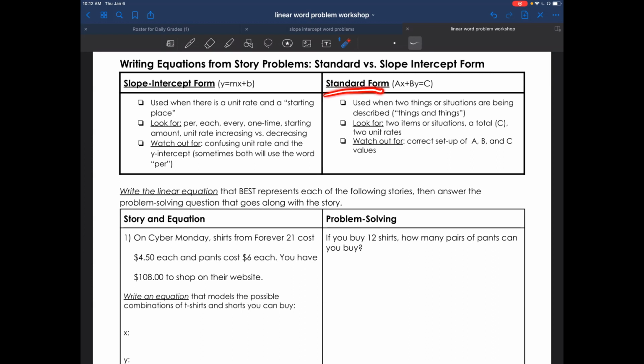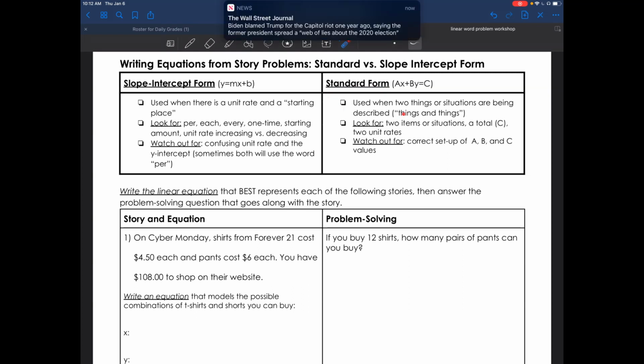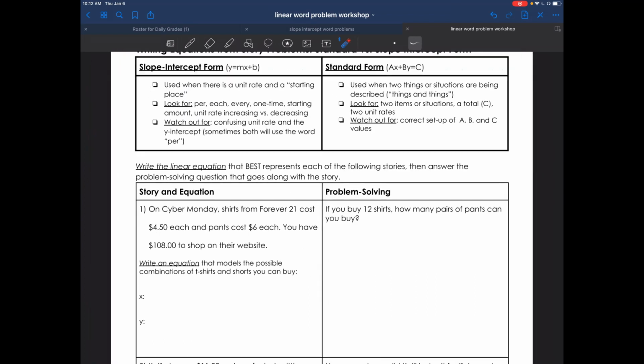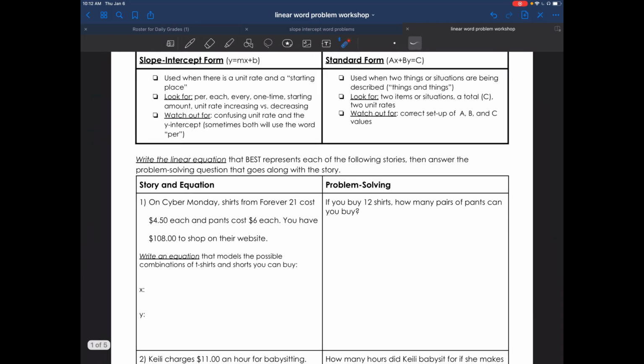And then standard form is used when you have two things or two situations that are being described at the same time. You're going to look for two items or situations, a total, C, or two unit rates. And the thing to watch out for is to make sure you set up the A, B, and C values correctly. So if we look at example number 1 here, we have a story.